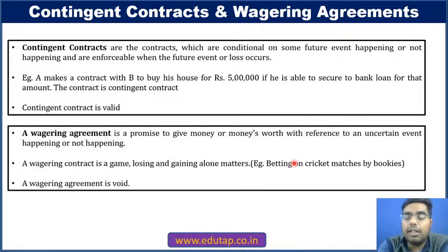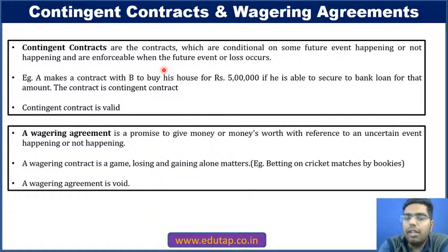But there's a difference between a contingent contract and a wagering agreement. A wagering agreement is a promise to give money or money's worth with reference to an uncertain event happening or not happening. A wagering contract is a game where losing and gaining alone matters. Example: betting on cricket matches by bookies. A wagering agreement is void. First of all, the difference is that a contingent contract is always valid and a wagering agreement is always void.